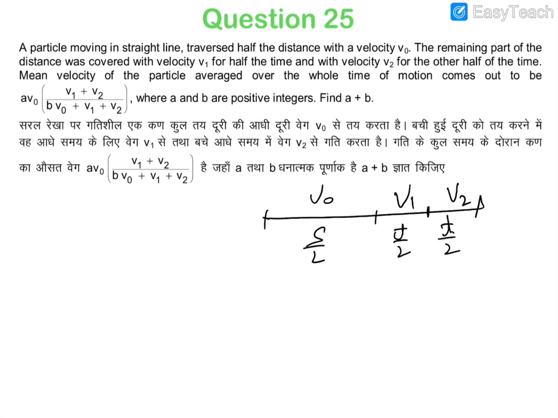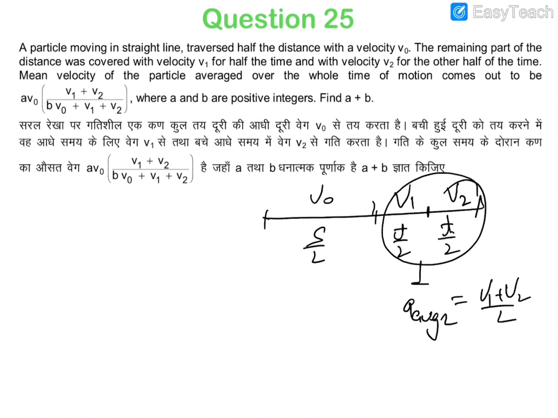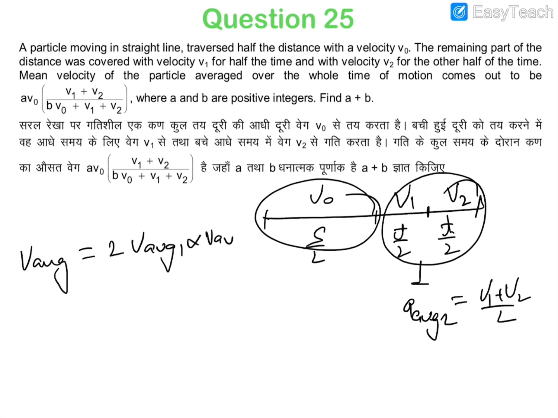Now we know that v average of this motion, v average 2, will be equal to v1 plus v2 by 2, and for this motion v average is v naught, and for the complete motion v average is 2 v average 1 into v average 2 upon v average 1 plus v average 2.